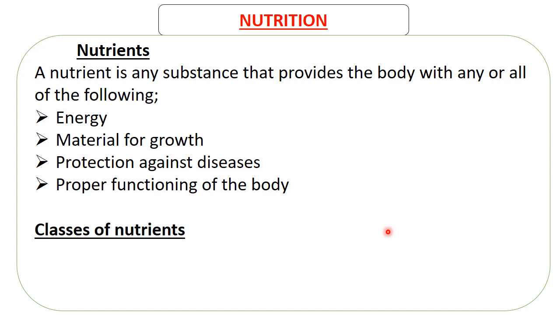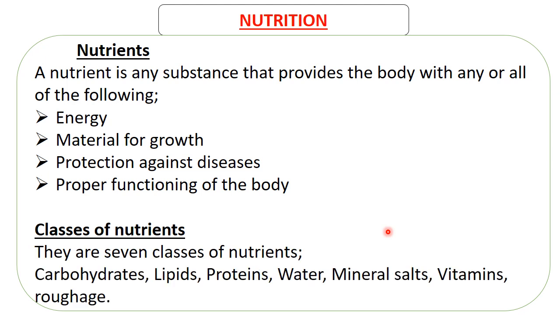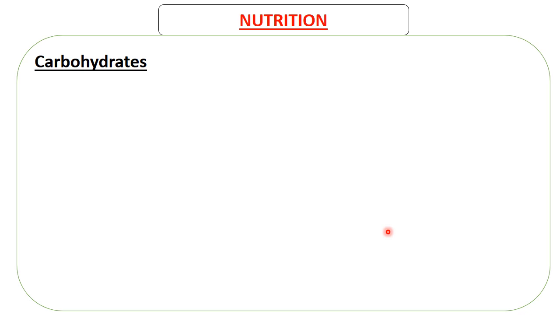There are classes of nutrients, and there are 7 types. The first are carbohydrates. The second are lipids or fats. The third are proteins. The fourth is water. If someone says water has no benefit to my body, then they don't know what they're talking about, because it's part of the nutrients. The other ones are mineral salts, vitamins and roughage. We're going to take a look at each of these nutrients. We're going to start with carbohydrates. Then in the next video, we're going to take a look at the others.